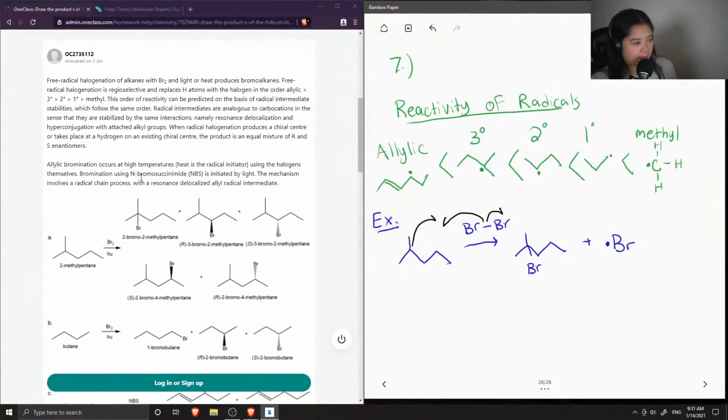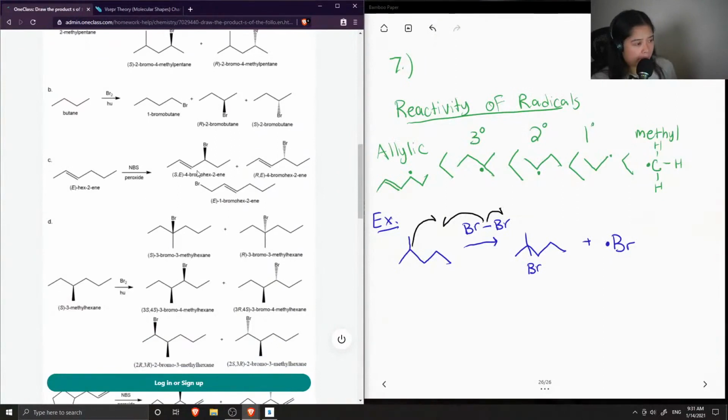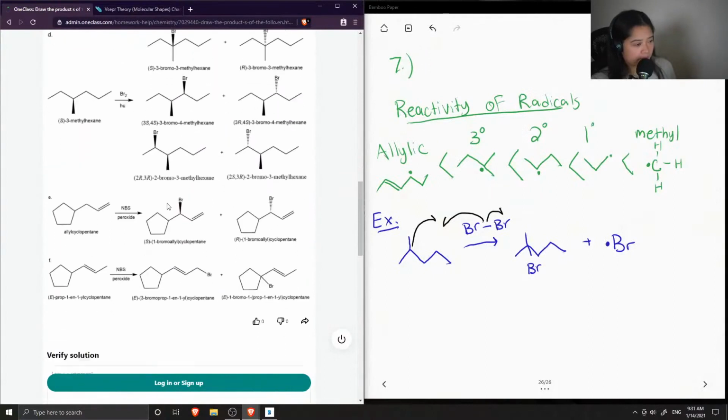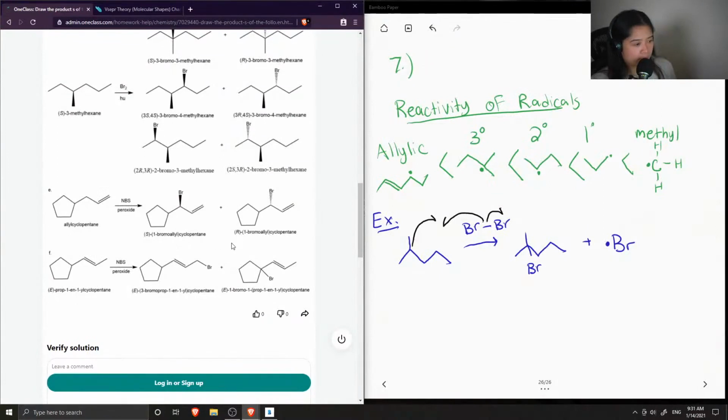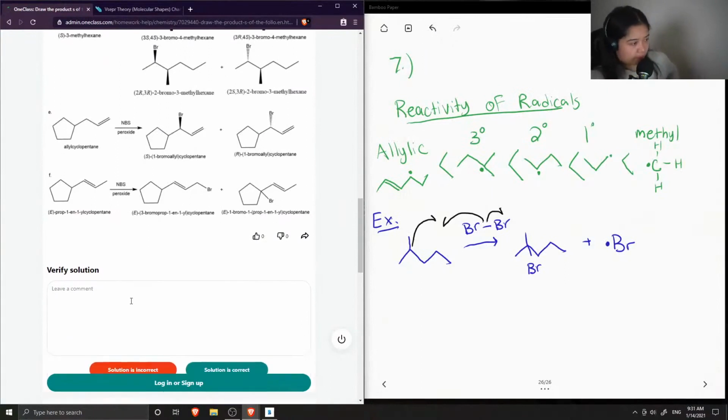And for NBS, which is the N-bromosuccinimide, the bromine can either be beside the double bond on one side or at the end here. These are all the different products you could get for D. This is E. And finally, F. Okay, so everything looks good. So the solution is correct.